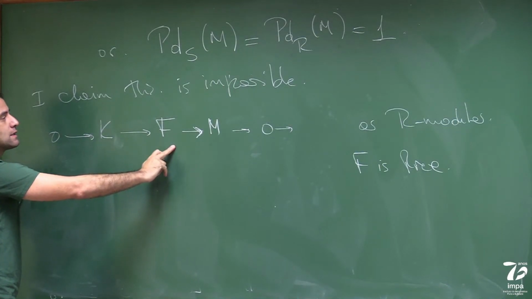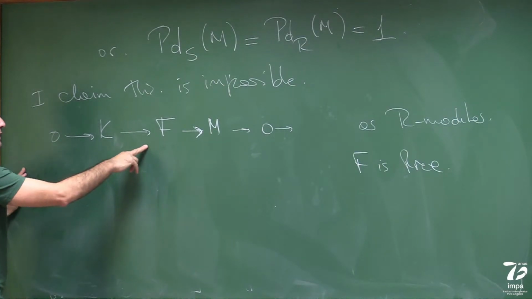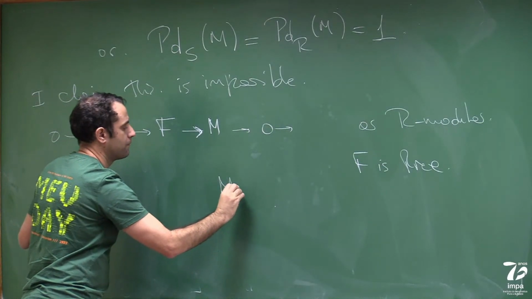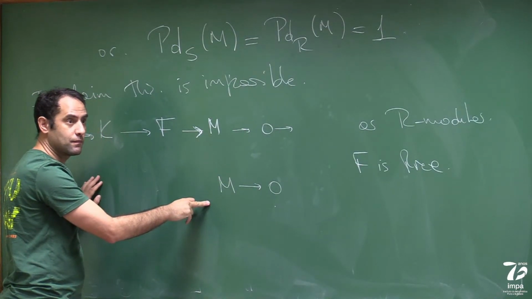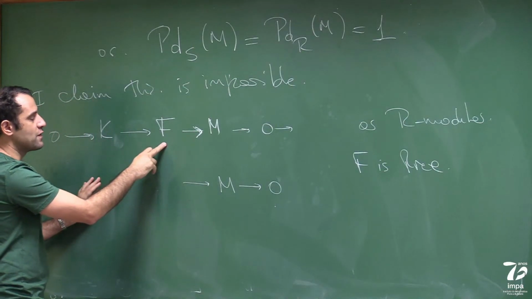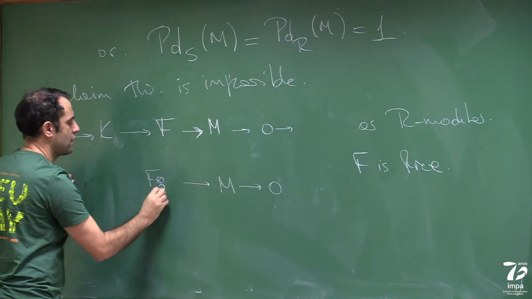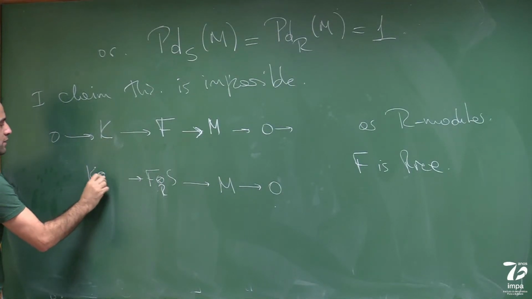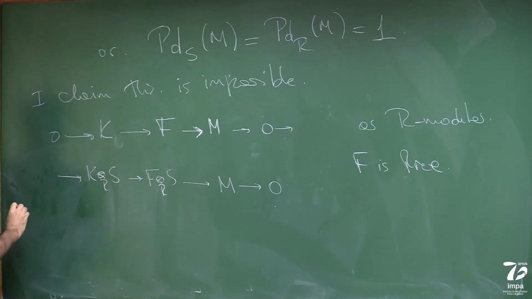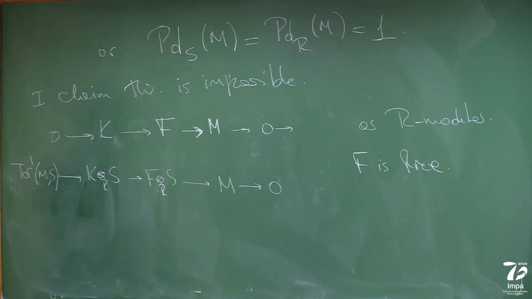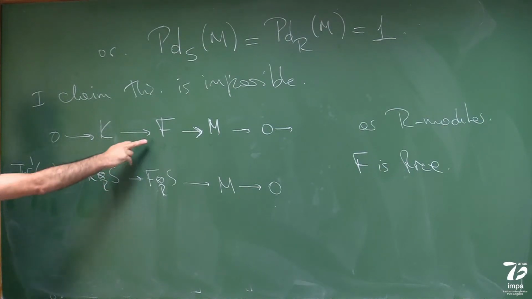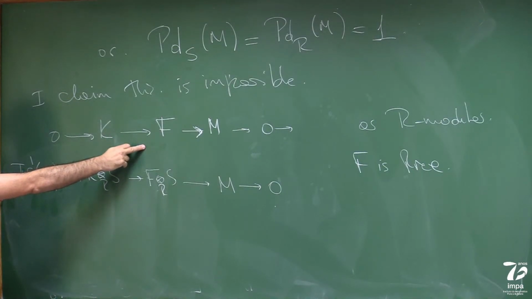Let's take the tensor product of this with our ring S. So let's tensor this with S. Since M was an S module to start with, the tensor product of M with S is just M. But the tensor product of F with S is F tensor over R with S. Here I'm going to get K tensor over R with S. Then I'm going to get Tor1 of M with S. And this sequence is exact. Then I'm going to get Tor1 of F with S, but F is free as an R module, so therefore I'm going to get 0.